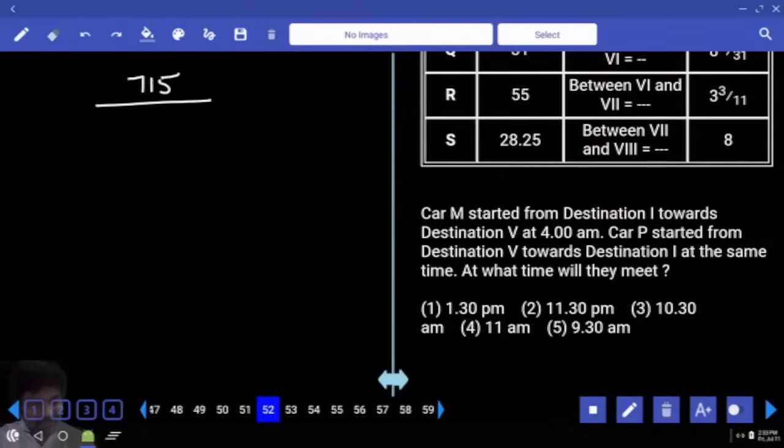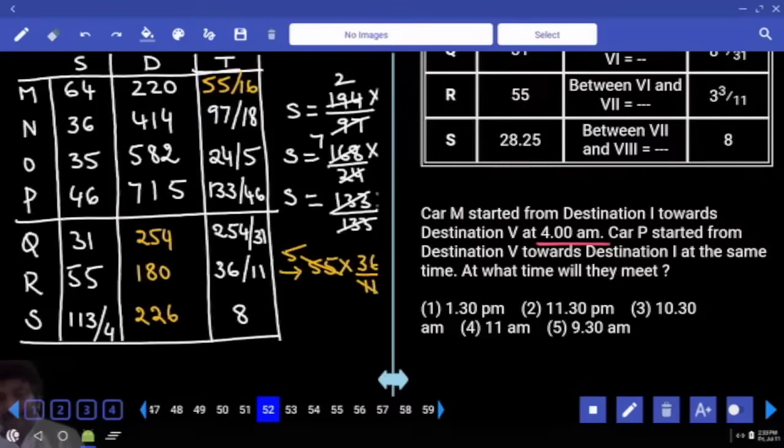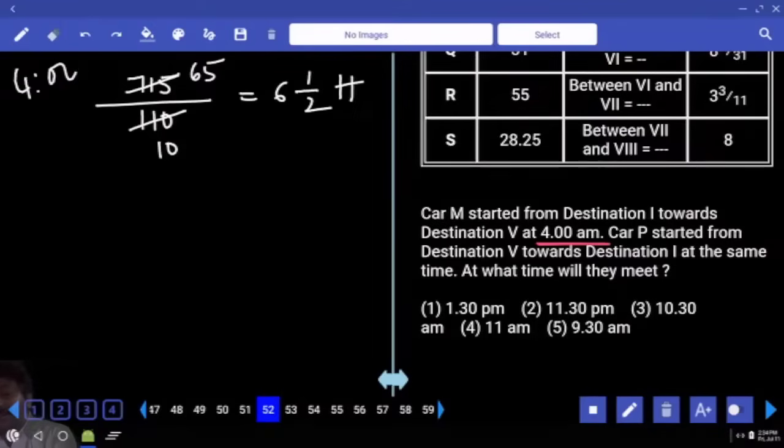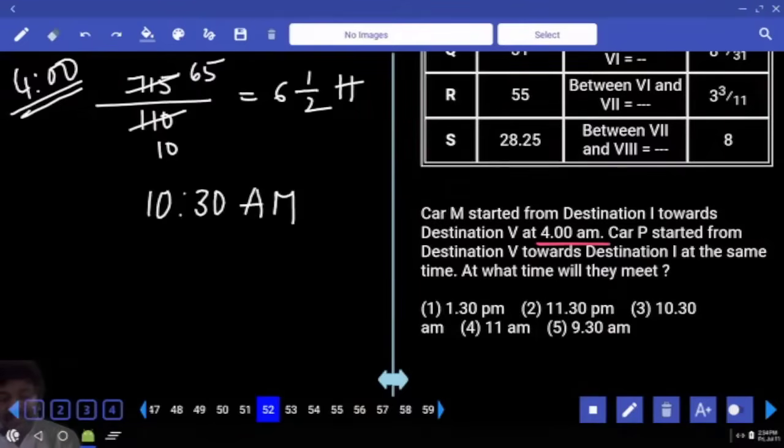What is your question about? At what time will they meet? What is the time now? Now the time is 4 o'clock. M and P both are moving opposite direction. Relative speed S1 plus S2, which is 110. 715 divided by 110, 65 by 10, 6.5 hours. From what time it takes 6.5 hours? From 4 a.m. if you add 6.5 hours, that will be 10:30 a.m. only.